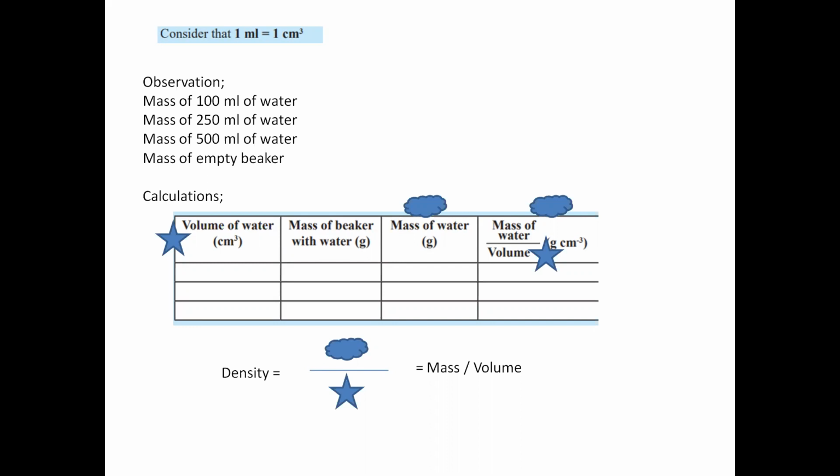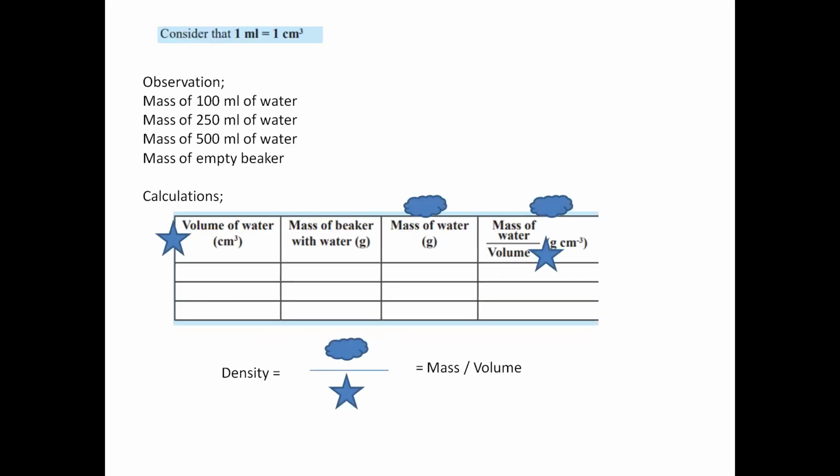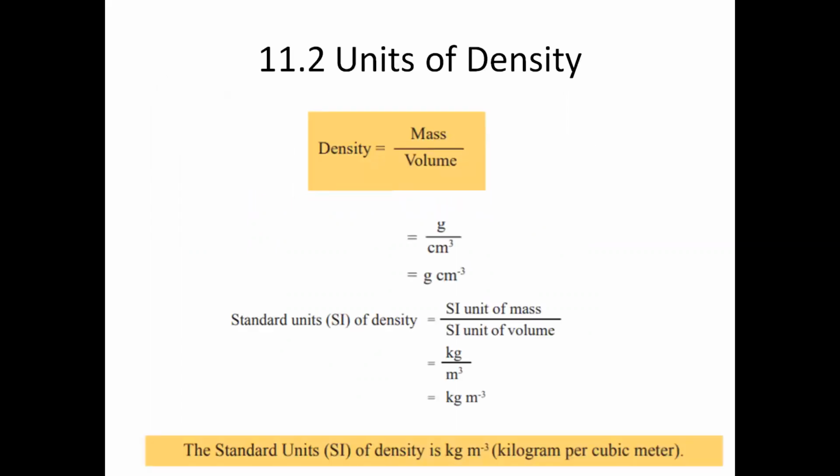So, we found that density is equal to mass divided by volume. And we were talking about the symbols of density, that's rho is equal to m divided by v. M stands for the mass, v for the volume. And today we are going to talk about units of density.